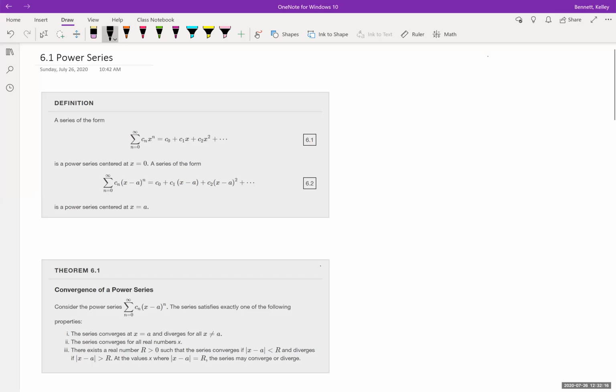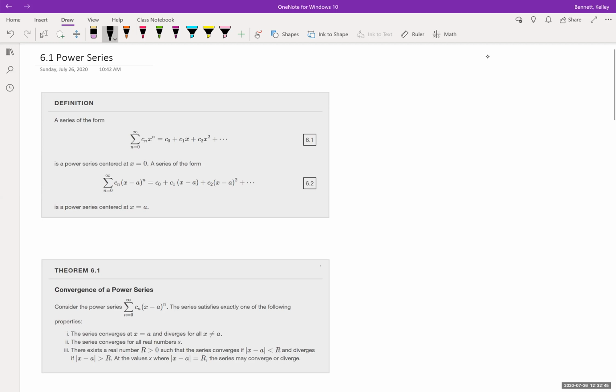Welcome to the lecture on 6.1 for power series. So to start, it's going to look similar to the infinite series we were just working with, except we're bringing back that variable x. So in general, the form for a power series is what you would expect. It's c sub n, which is our coefficient, times x to the power n. So it's basically just an infinite polynomial.